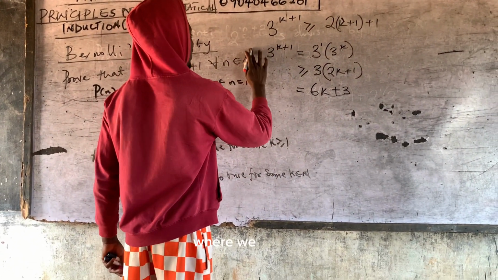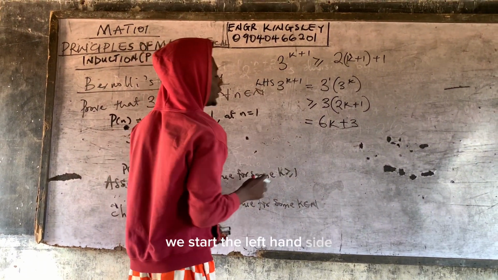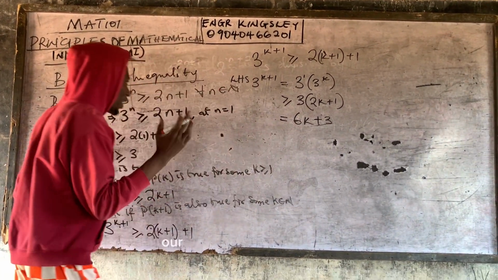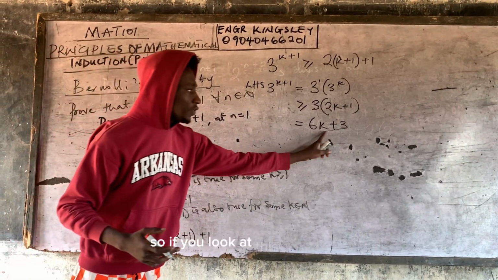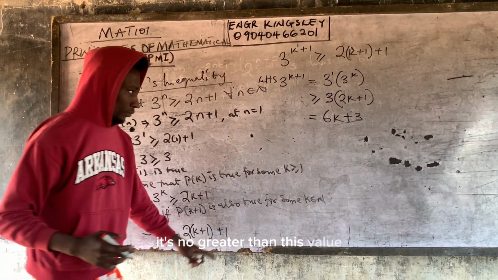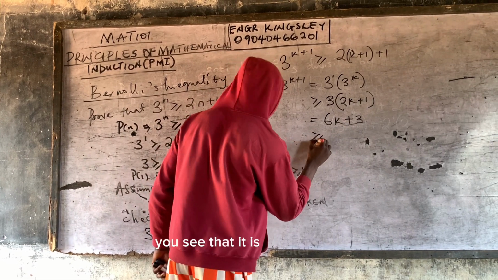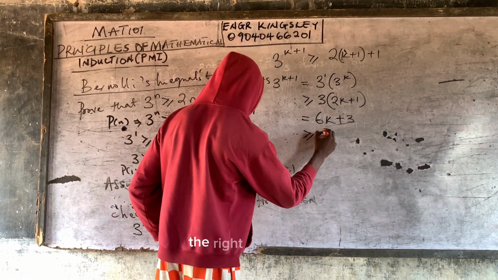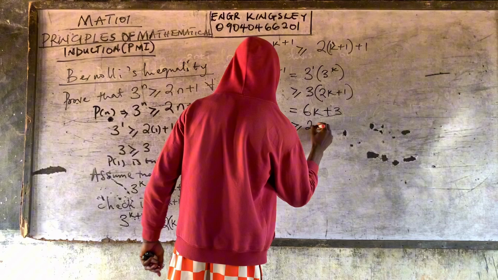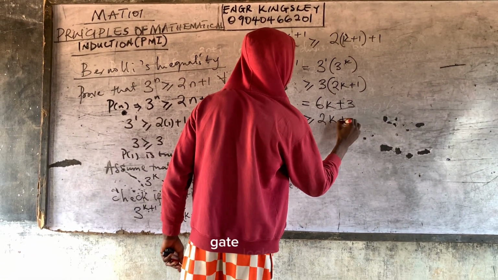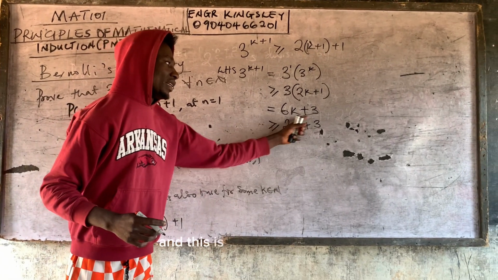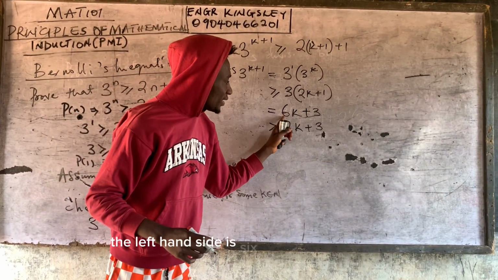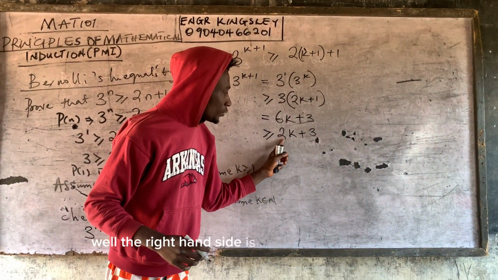This is the left hand side, where we started. So this left hand side, our aim is to prove that this left hand side is greater than the right hand side. So if you look at this value now, is it not greater than this value? It is greater. You say that it is greater than or equal to the right hand side, which is 2k plus 3. This is the right hand side and this is the left hand side. The left hand side is 6k plus 3, but the right hand side is 2k plus 3.